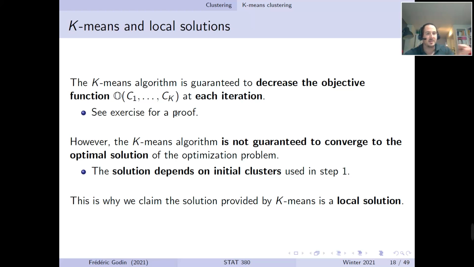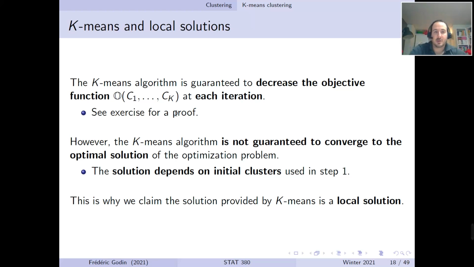Okay, so let's say this is the amount of the optimal within cluster variation, then you might decrease here, but you might never reach that optimum below. Okay, and at some point you will have a flat function.